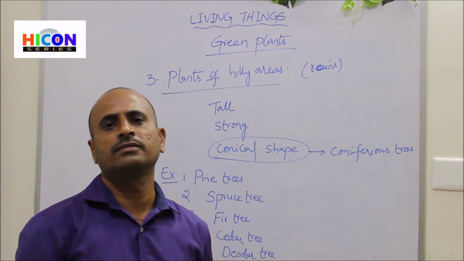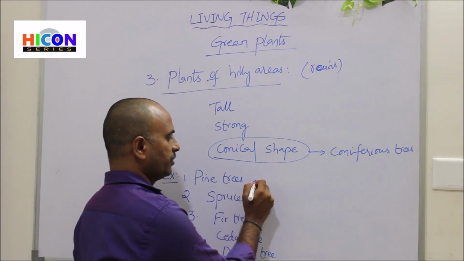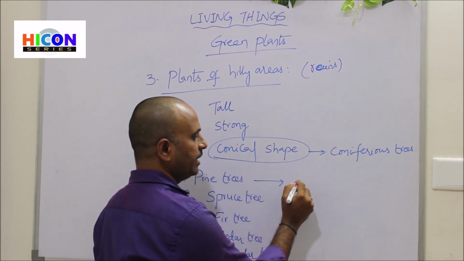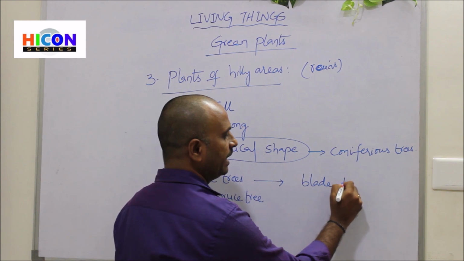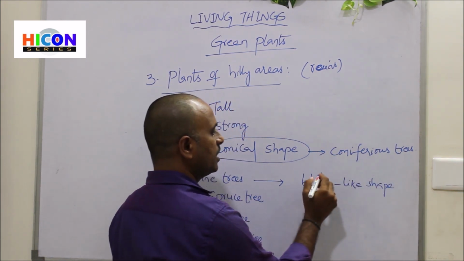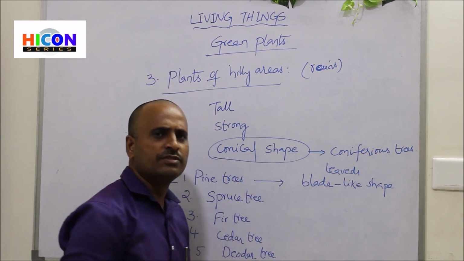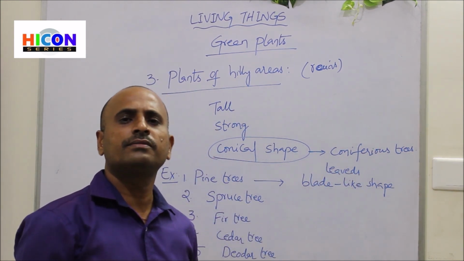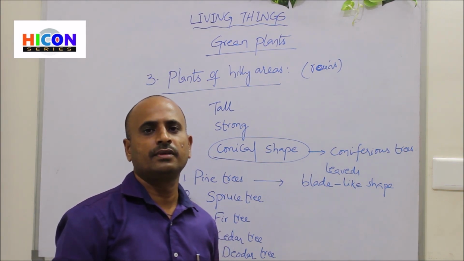and strong. And the leaves of these plants are in blade-like shape. That means the leaves are very narrow and they are in blade-like shape.